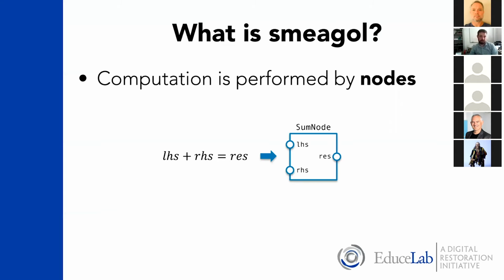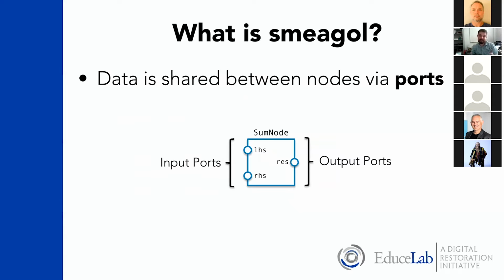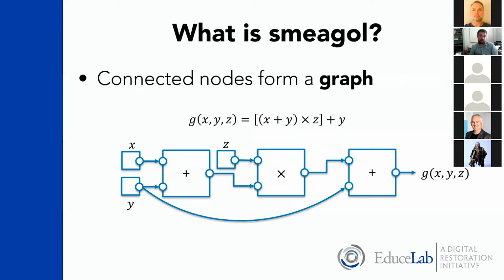So some terminology: computation is performed by a node. So the node that you see here, a sum node, just takes a left-hand side and a right-hand side and produces a result. The circles that you see drawn on the node are ports, and data is shared between nodes via ports. On our left, we have input ports, and on our right, we have output ports. And because we're in C++, these are typed data ports. They take a single type and they produce a single type in the case of input ports and output ports. And then you connect nodes together in order to form a graph.